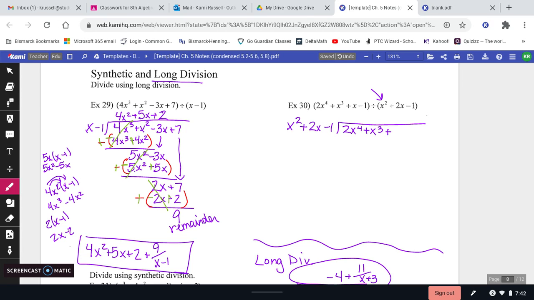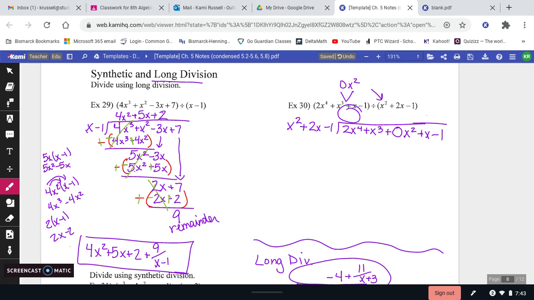Now there's something else on this one. If you notice right here, we've got a quartic term, fourth power, third power. We're missing the second power, and we go to the first power. So we need to put in a placeholder there. So that's going to be a 0x squared plus x minus 1. All right, so now, same thing.